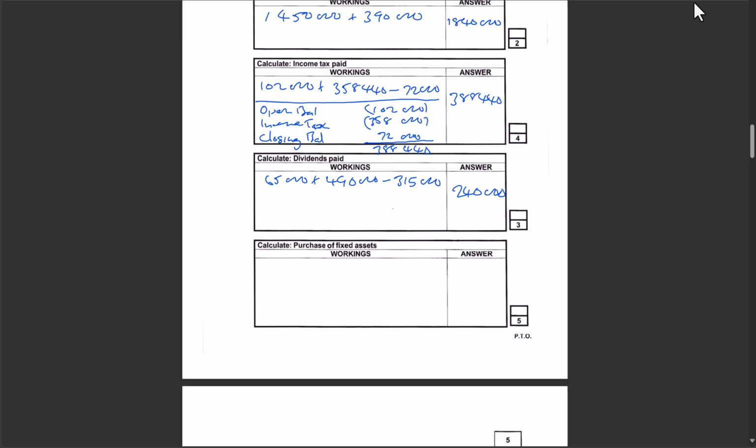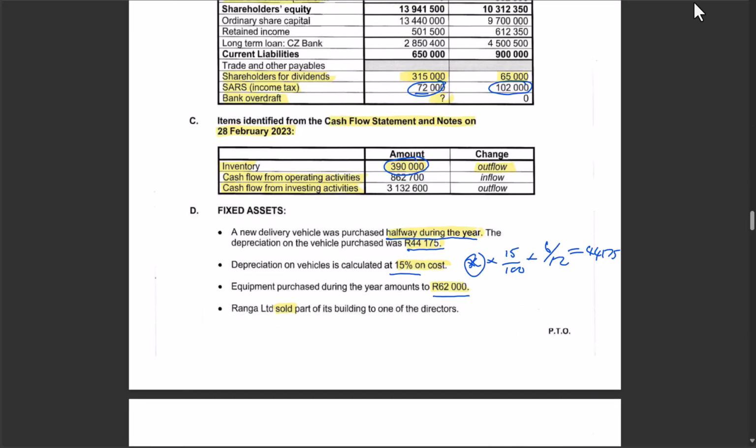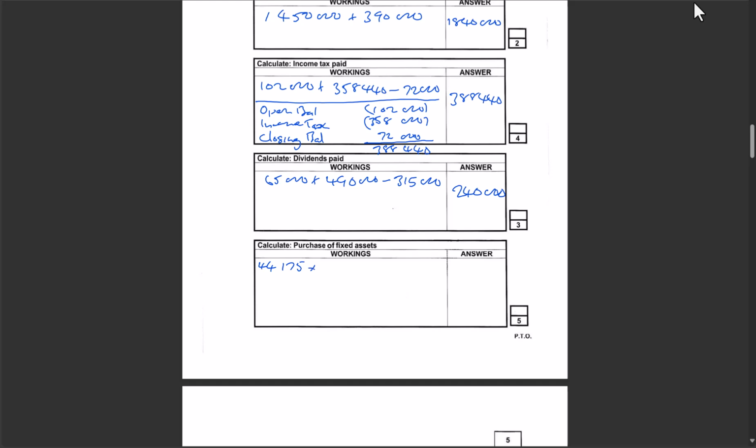So the working will be 44,175. Let me make sure I'm quoting the proper one. Yeah. Multiplied by 100, we just invert, over 15, multiplied by 12 over 6. Then all this plus 62,000. That's how simple it should be, right?